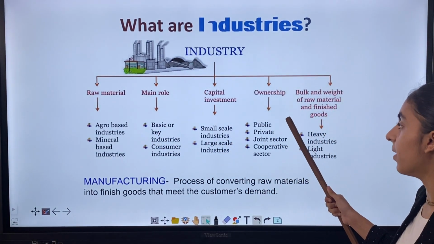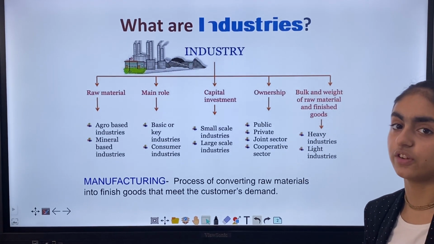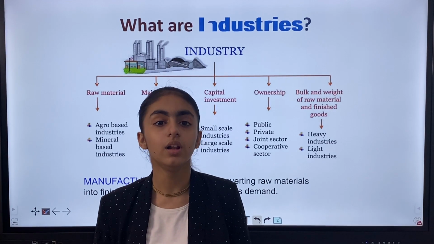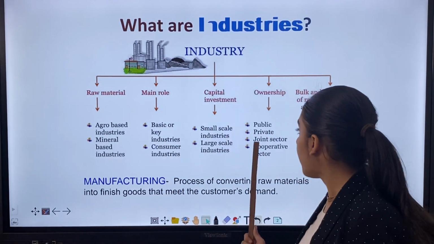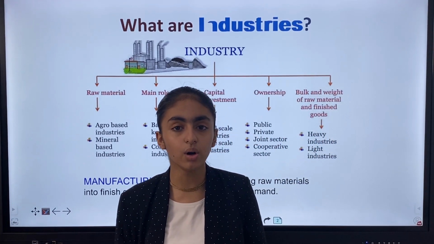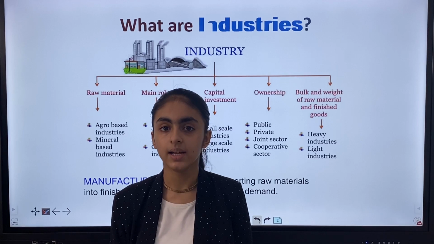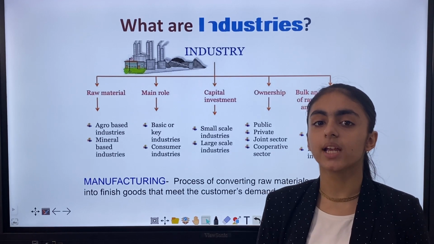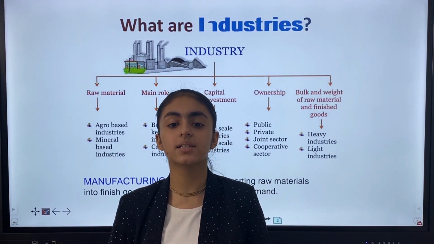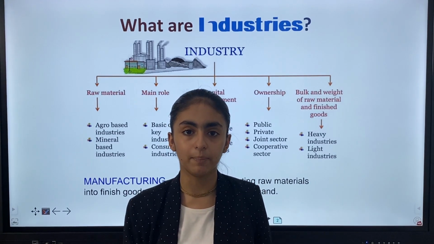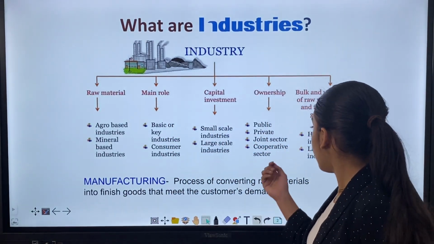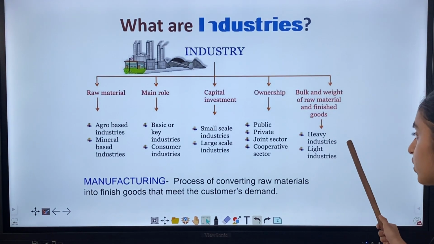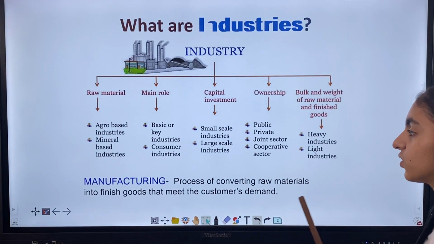On the basis of ownership, public, private, joint or cooperative. Public sector is that where the government plays a very important role. For example, law, military, etc. Private sector is that where the government has no role and is also called the citizen sector. Example, newspaper and magazines. Cooperative sector is that where the people's rights are concerned with the help of both the public as well as the private sector. It is also classified on the basis of bulk and weight of raw material and finished goods as heavy industries and light industry.